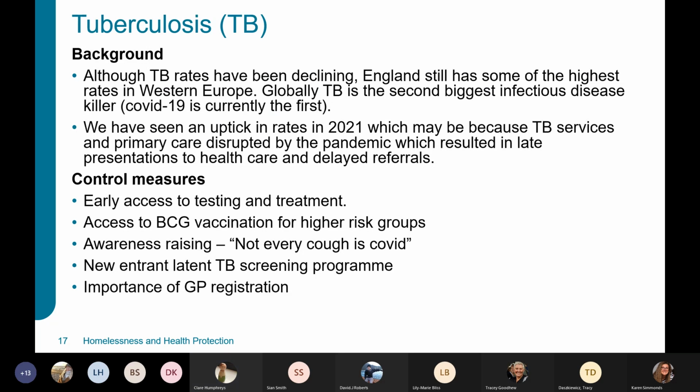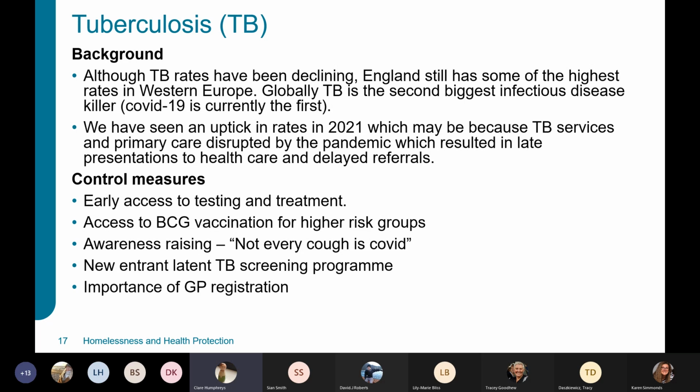Thank you. Moving on to something slightly different, a respiratory bacterial infection. The good news is generally that TB rates have been declining. However, England still has some of the highest rates in Western Europe, and globally TB is still a huge problem and is the second biggest infectious disease killer, with COVID-19 currently being the first. We've unfortunately seen an uptick in rates in 2021, though we had a general decline in the last 10 years.